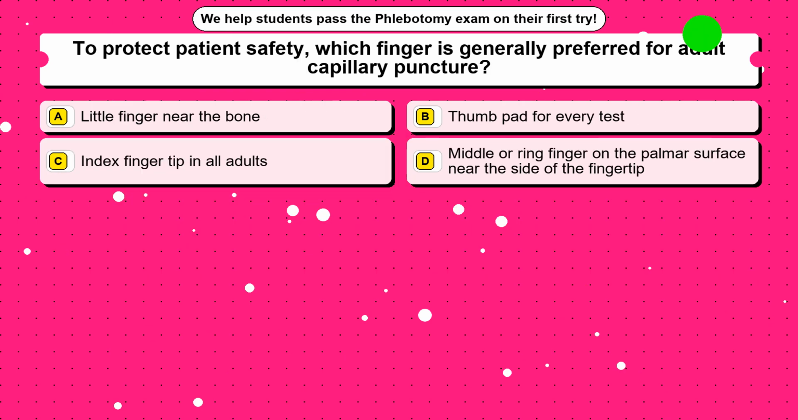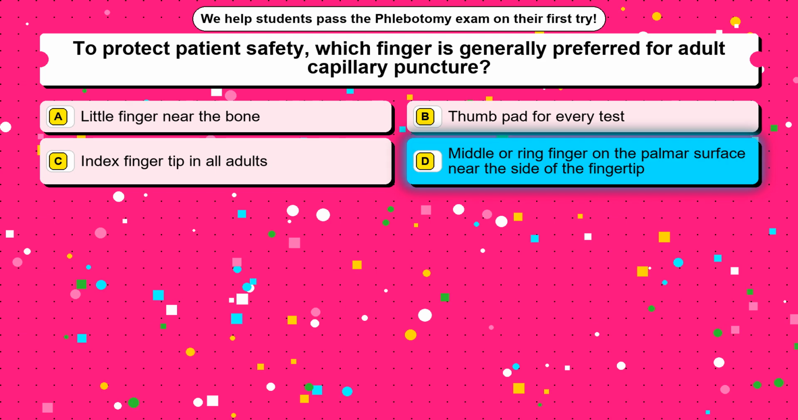Question 81. To protect patient safety, which finger is generally preferred for adult capillary puncture? Option A. Little finger near the bone. Option B. Thumb pad for every test. Option C. Index fingertip in all adults. Option D. Middle or ring finger on the palmar surface near the side of the fingertip.